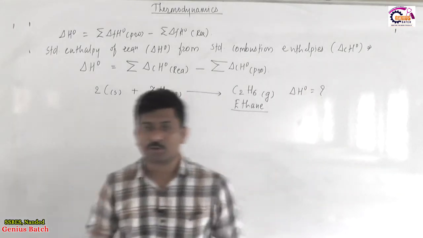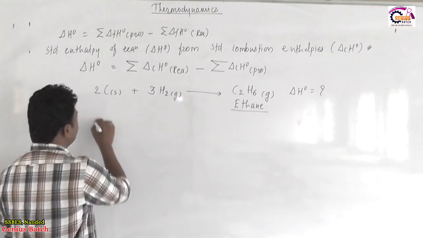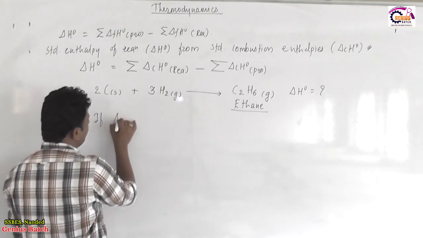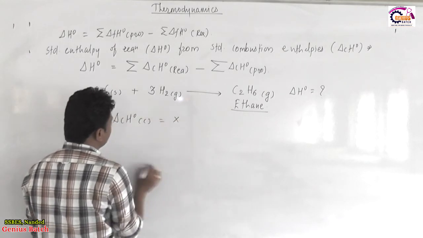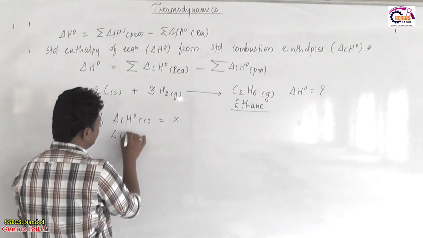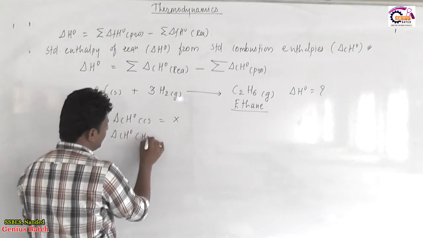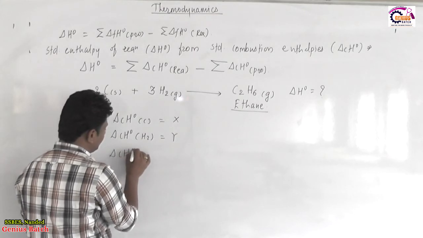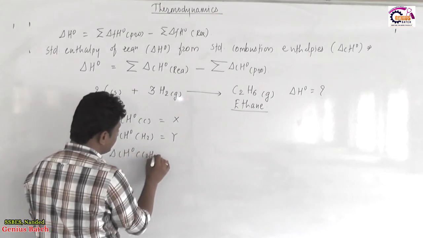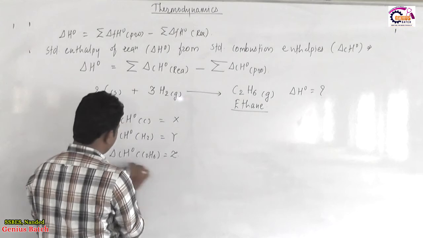Delta H0 equal to what if combustion enthalpy for a carbon is equal to X, combustion enthalpy standard actually for a hydrogen gas is equal to Y, and delta CH0 for a C2H6 is equal to Z.